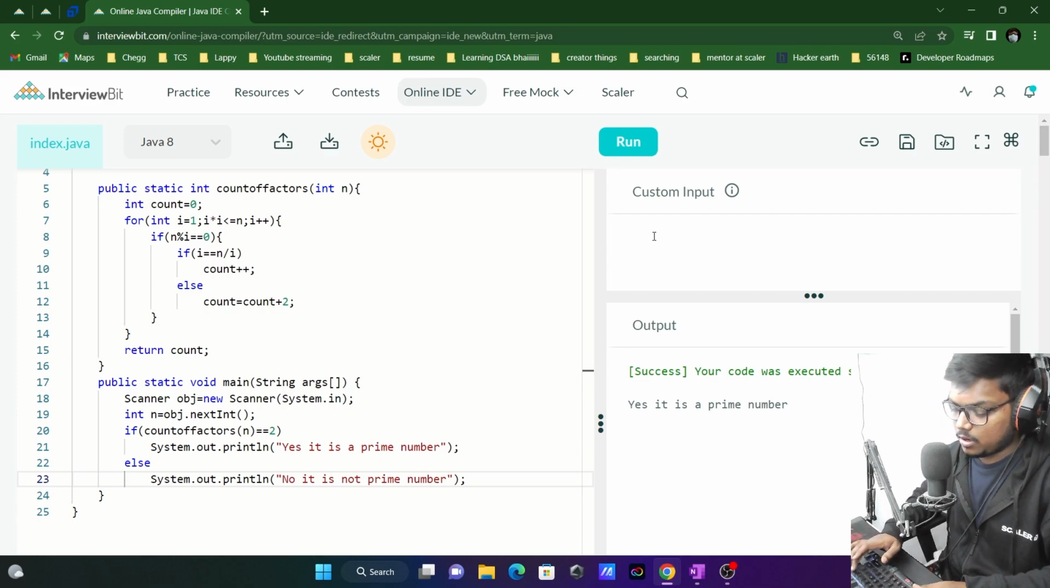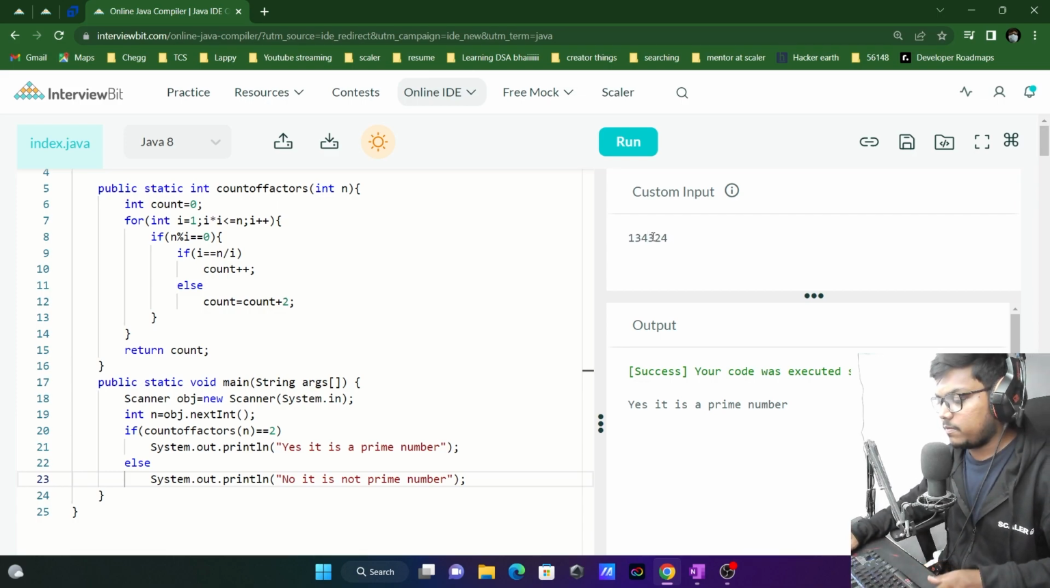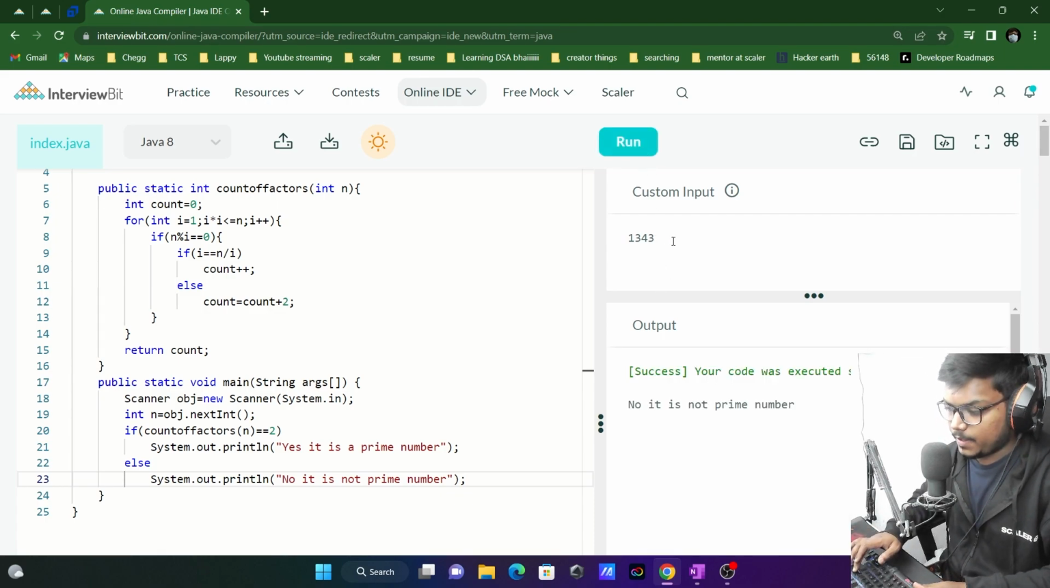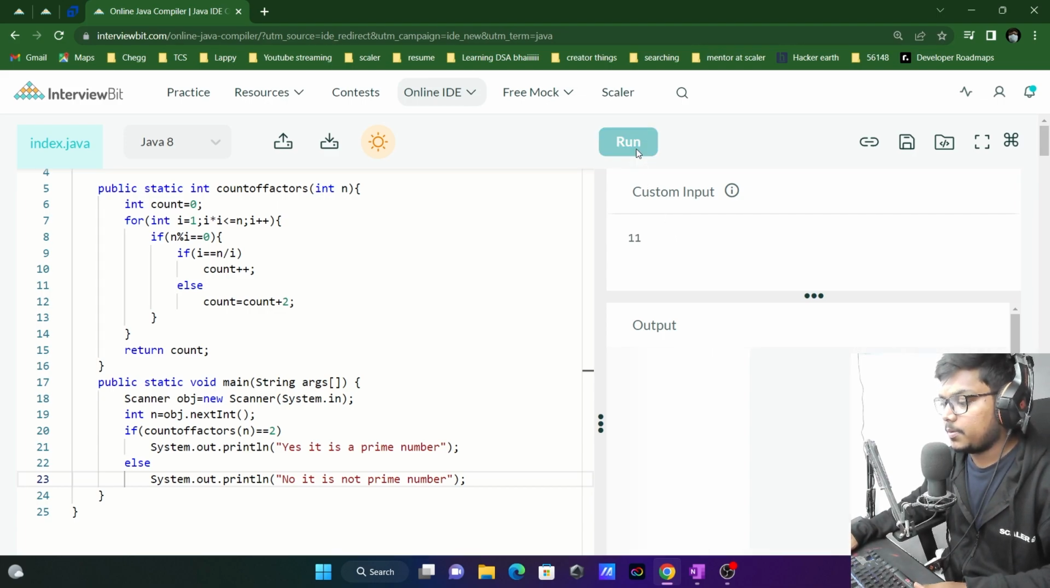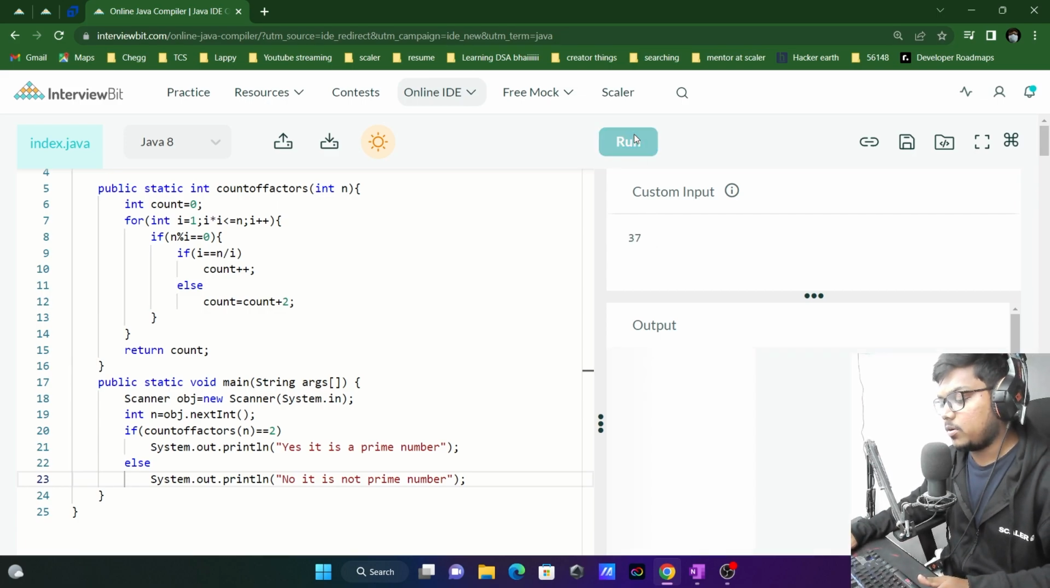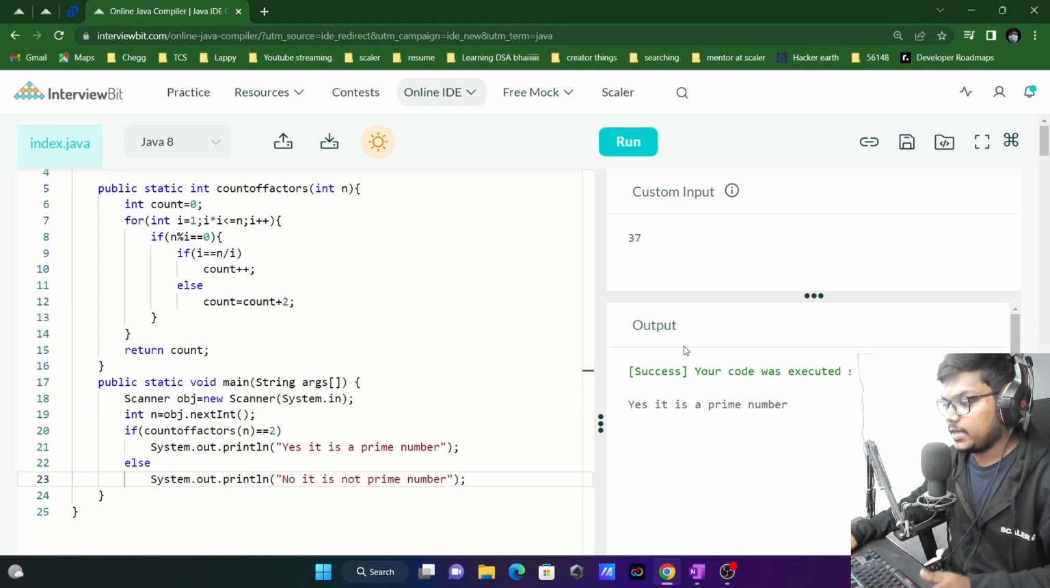Good. Now let's check another number. Is it a prime number? No, it is not a prime number. Let's check 11. Is it a prime number? Yes, it is a prime number. Now let's check 37. Is it a prime number or not? Yes, it is a prime number.